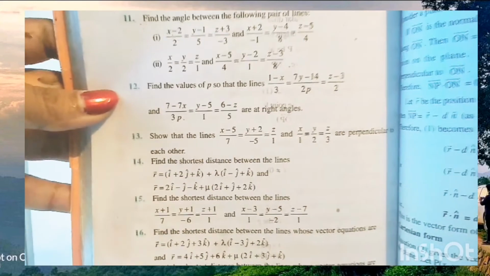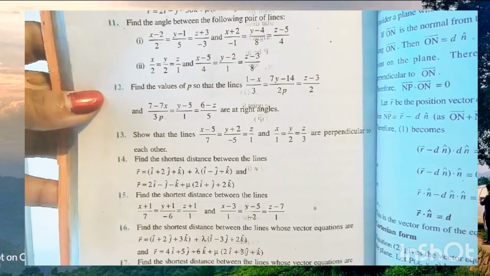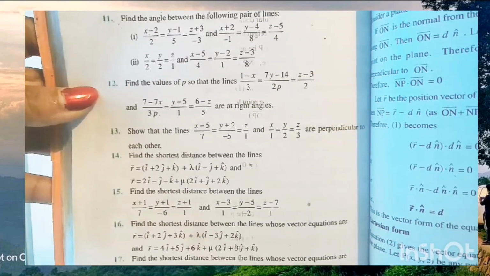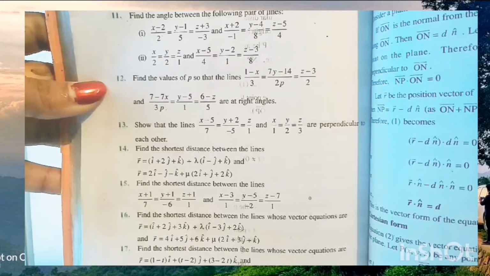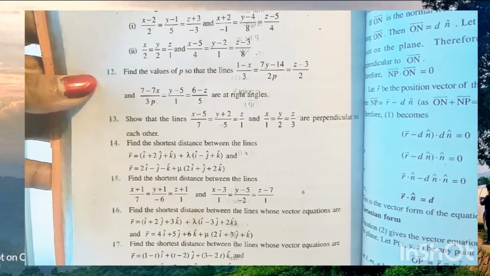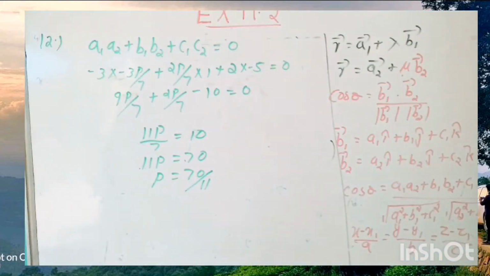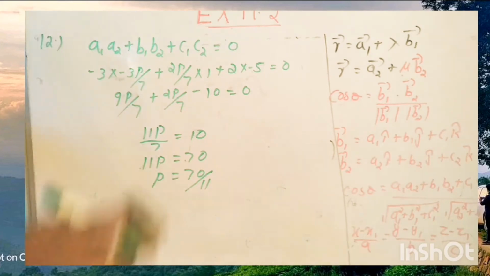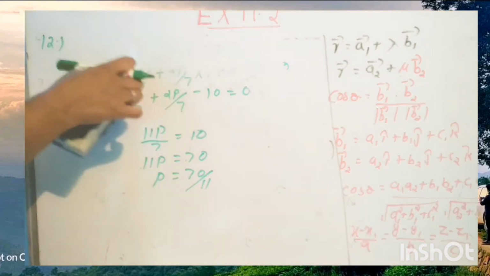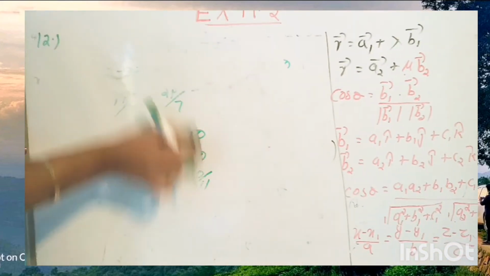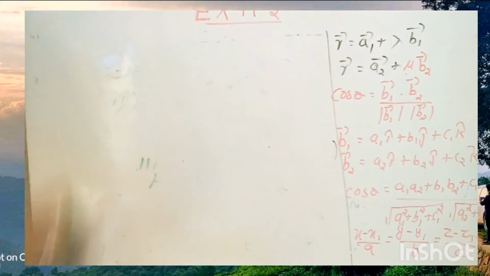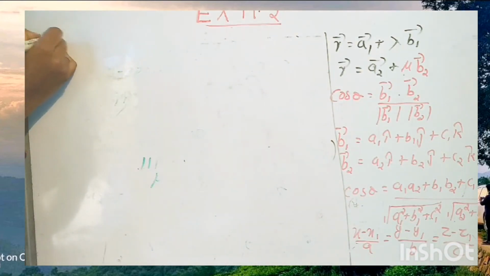13th question. Show that the lines x minus 5 by 7 is equal to y plus 2 by minus 5 is equal to z by 1 and x by 1 is equal to y by 2 is equal to z by 3 are perpendicular to each other. We need to prove the given two lines are perpendicular to each other. Perpendicular means we need to prove a1 a2 plus b1 b2 plus c1 c2 is equal to 0.